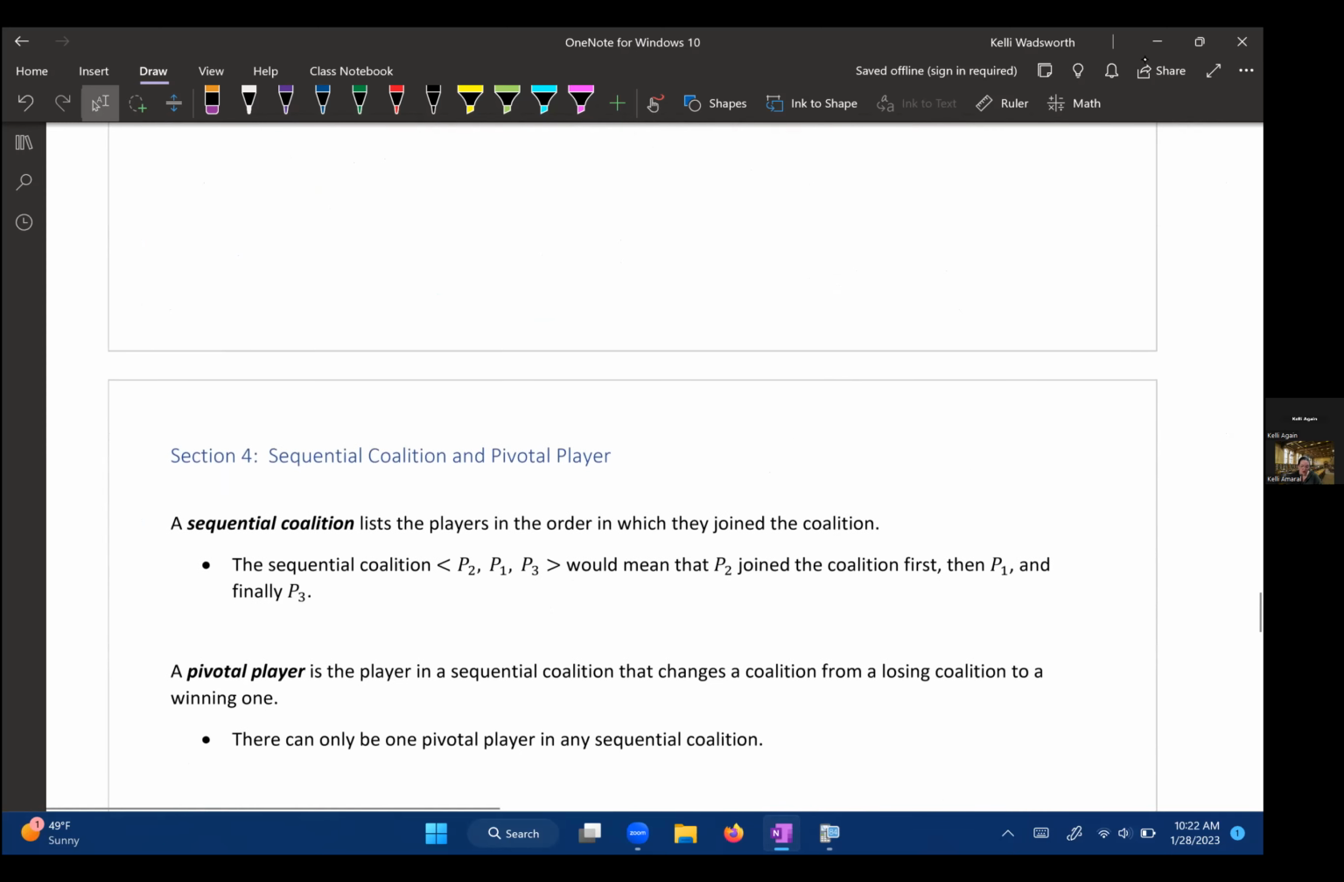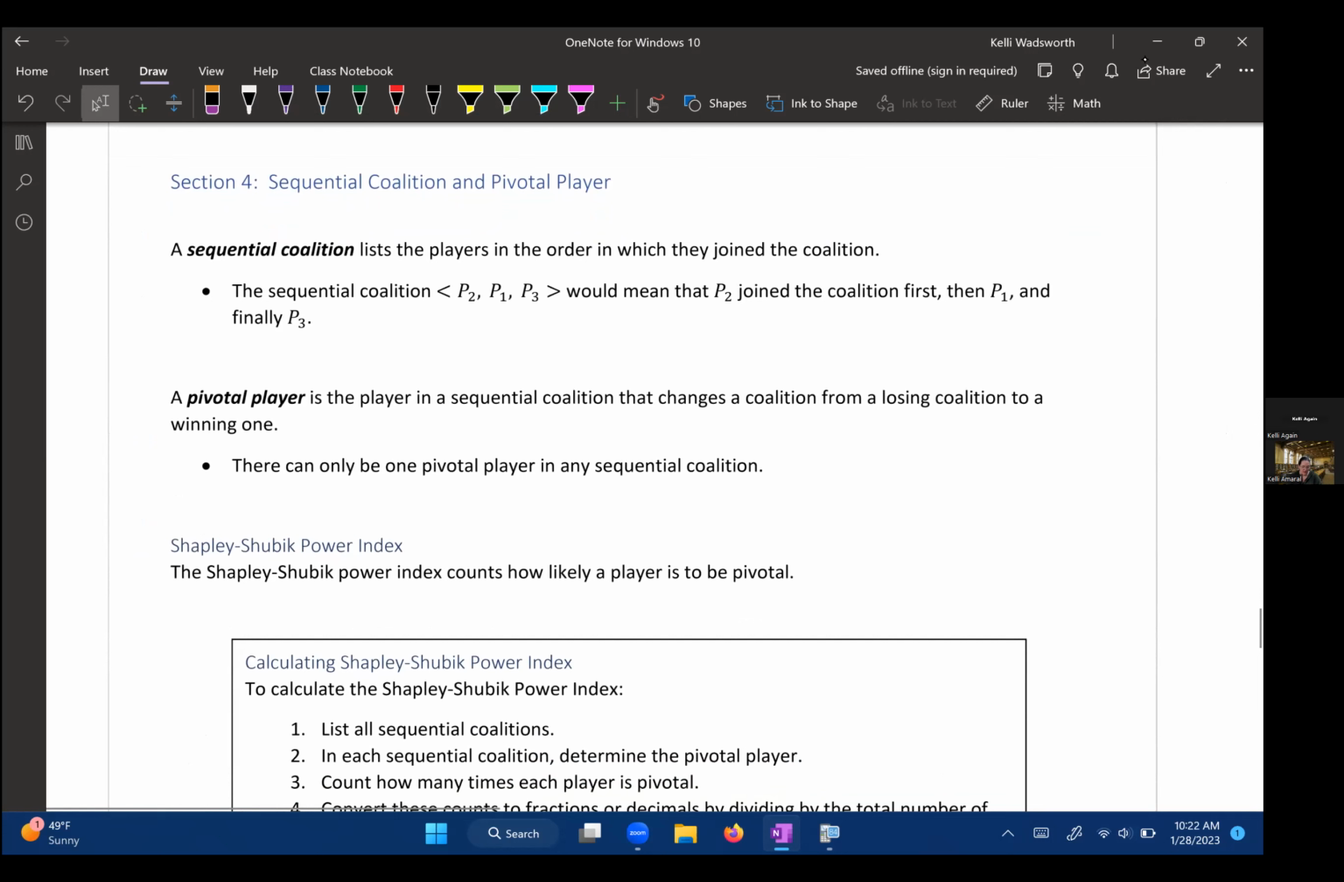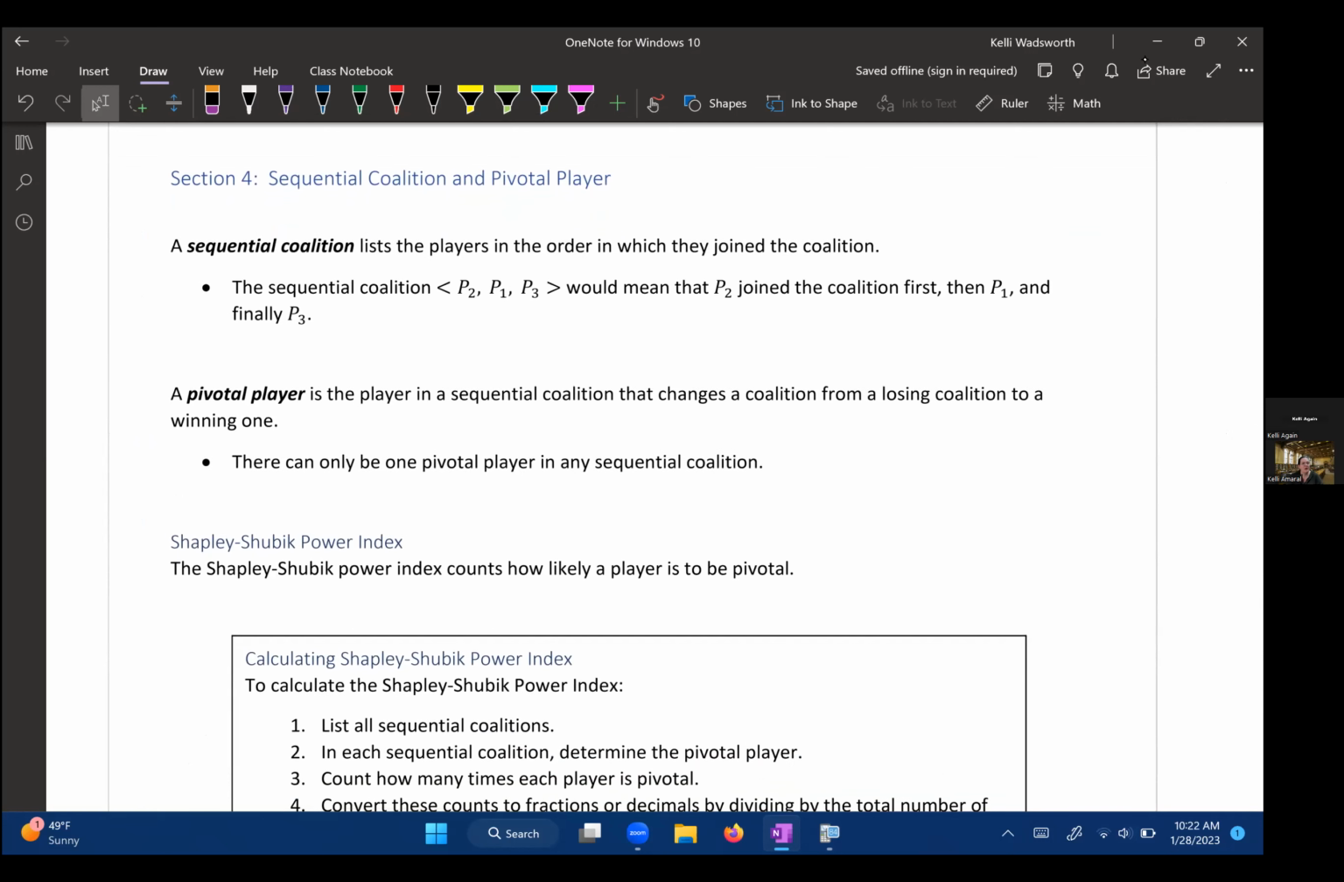There is another power index, which I think I might do as a, how long is this video? I don't know how long it's been. Oh, let's just do it. Let's do it in this video too. Sequential coalitions and pivotal power, right? So we got some new stuff going on here.